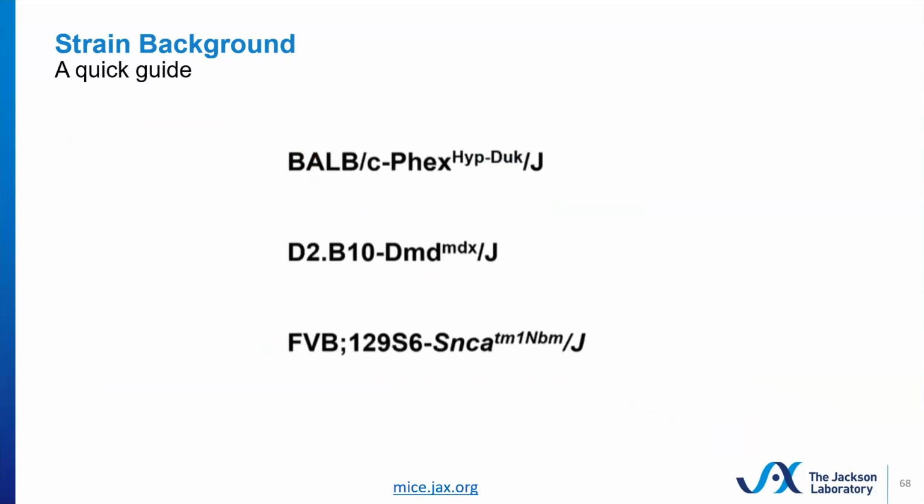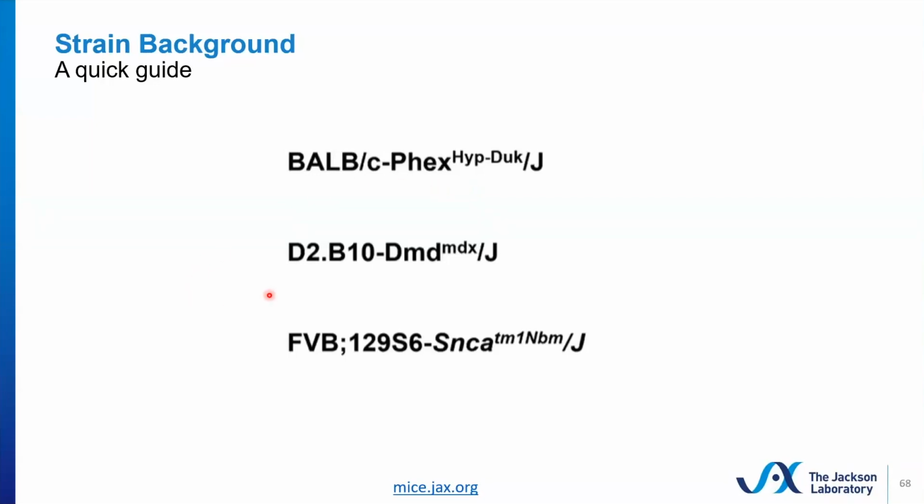Now, up to this point, I've covered a couple of examples with the text in color, but let's walk through a couple more examples without the color to get you more confident in reading nomenclature. In the top, we see the background strain is BALB-C, and the gene of interest is PHEX, P-H-E-X. The allele is Hajduk, and the strain is maintained in the Jackson laboratory.